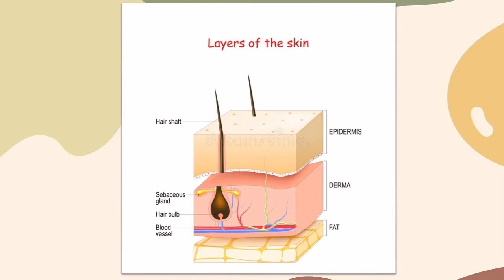This is the layers of skin. Animal skins as received by the tanner may be divided into three layers. First, the epidermis. Second, the derma or corium. And lastly, the flesh or fat.